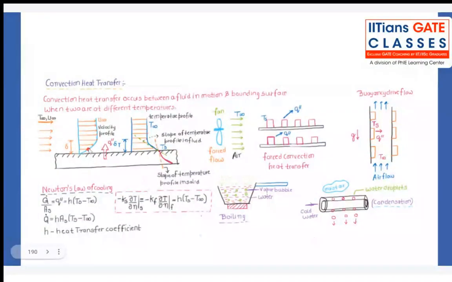So in the velocity boundary layer, your velocity profile changes from the plate velocity to the free stream velocity. In the thermal boundary layer, your temperature profile of the fluid changes from the temperature at the plate surface to the free stream temperature.